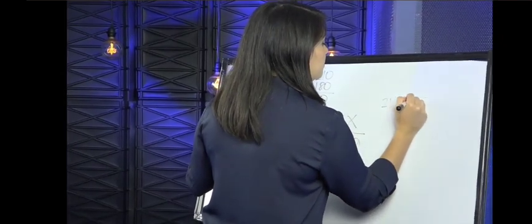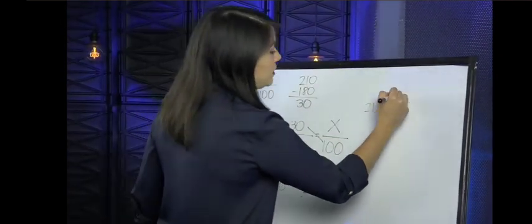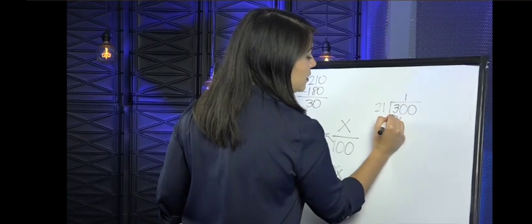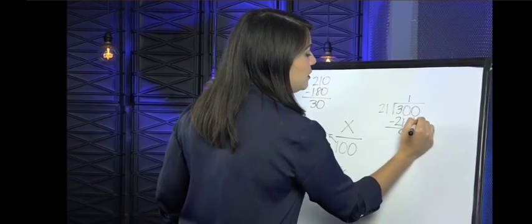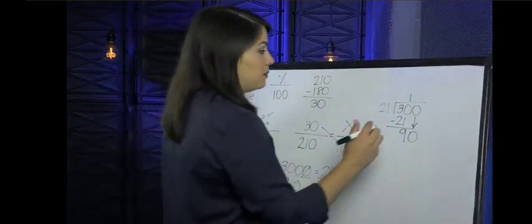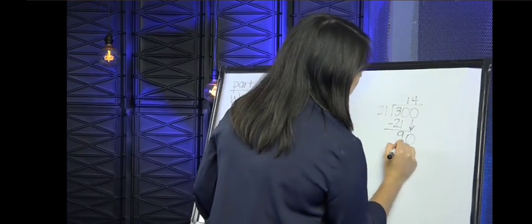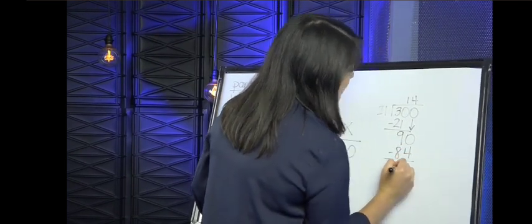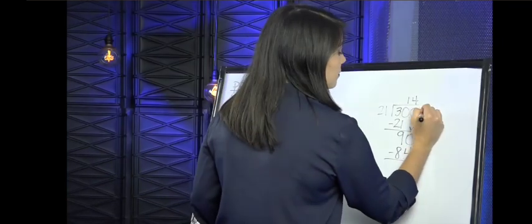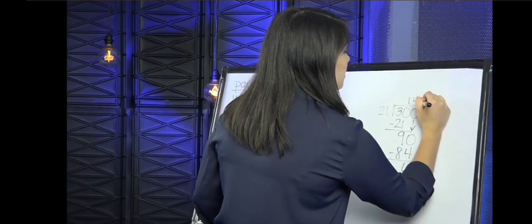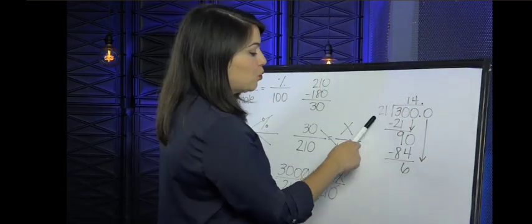So we have 21 into 300. So 21 goes into 30 one time. 1 times 21 is 21. We subtract and we get 9. We can bring down a 0. 21 goes into 90 4 times. 21 times 4 is 84. And we get 6. Let's go ahead and add a decimal. We're going to bring it down. If we add a decimal on the bottom, we must also add it to the top.